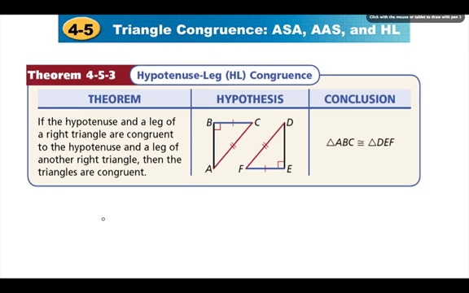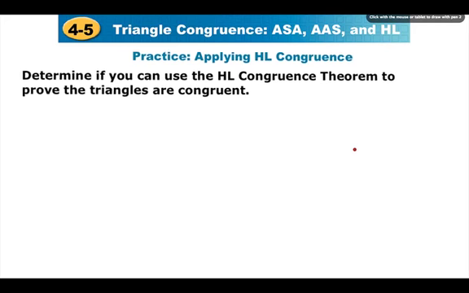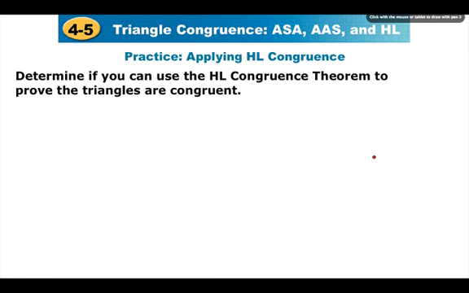So if you look at the picture, this is what you have. You have two right triangles. The hypotenuse is congruent. In addition to that, also a leg. The theorem tells us that we can conclude that these two triangles must be congruent. Next slide. So let's apply this. It says determine if you can use the HL congruence theorem to prove that triangles are congruent.